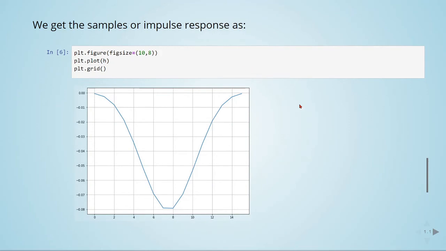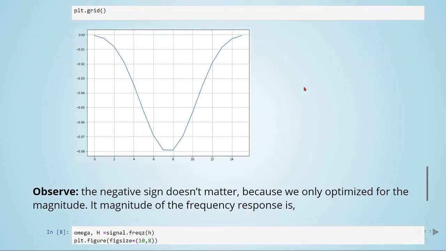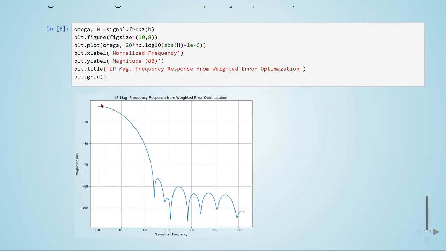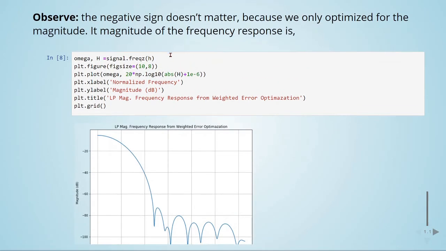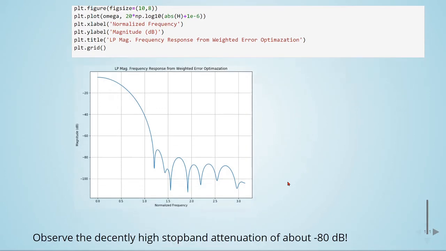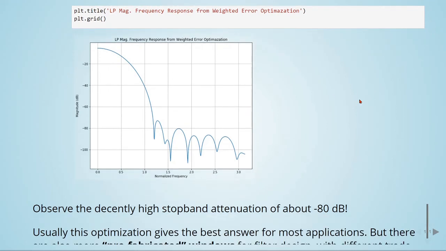We see here, observe that the negative sign doesn't matter because we only optimize for the magnitude, and the magnitude of the frequency response is given here. We are using freqz once again to plot the magnitude in dB. We have our normalized frequency, and here is the magnitude of the frequency response. Observe the decently high stop band attenuation of about minus 80 dB.